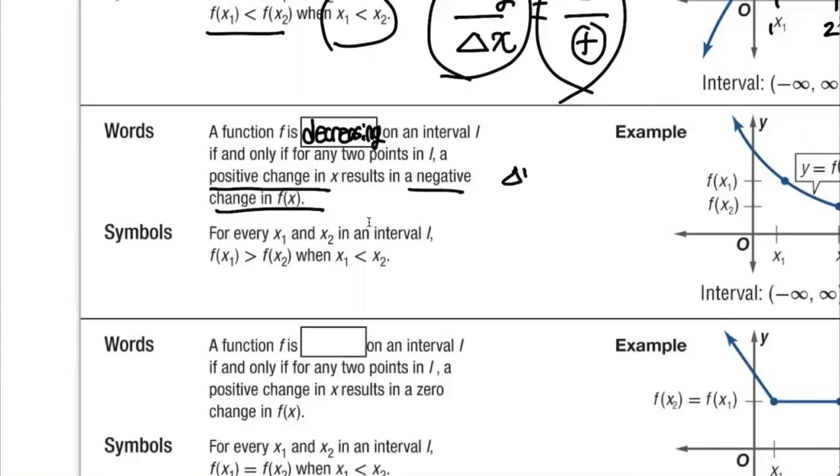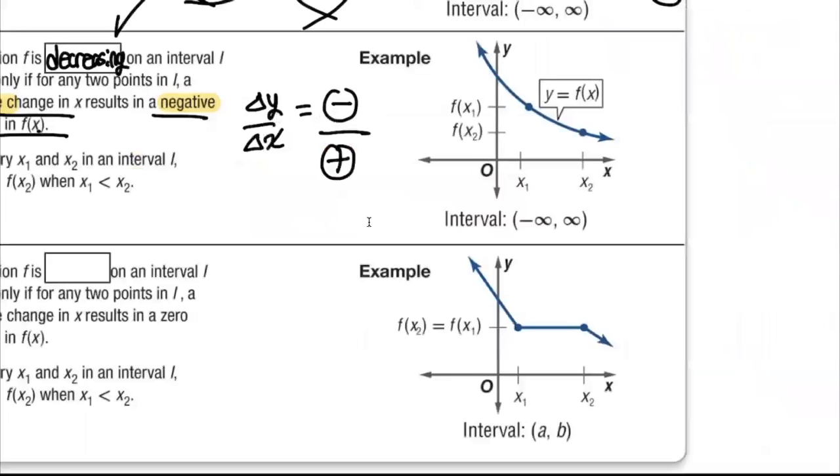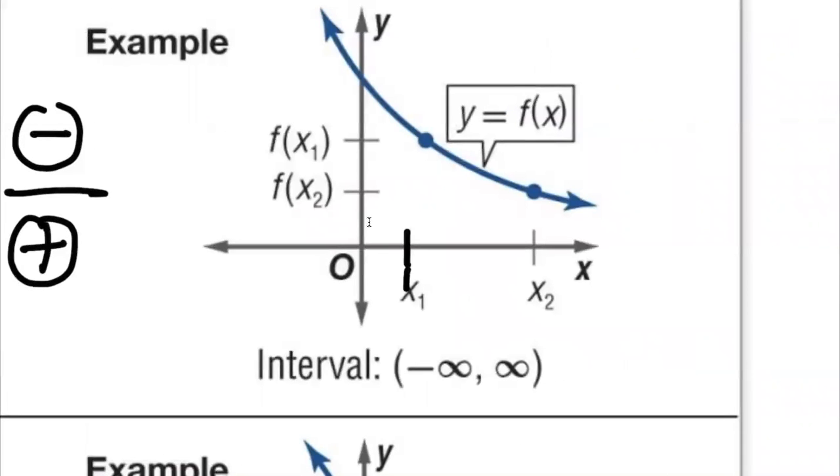So you know there's change in y over change in x, right? Now, if change in f of x is negative and if change in x is positive, this constitutes a decreasing function. I'll prove to you why.